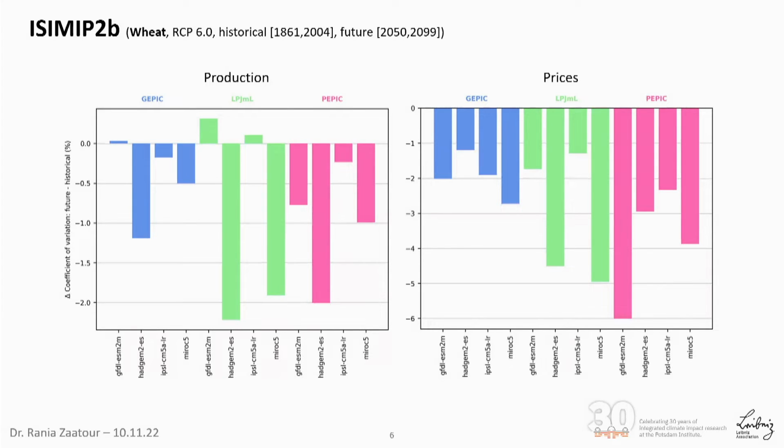We can also observe that some climate models have more pronounced impacts on the results, like the second climate model, making the production always much less in the future. However, this impact doesn't always follow suit. As you can see here, the second climate model doesn't yield the least variation in the future prices.